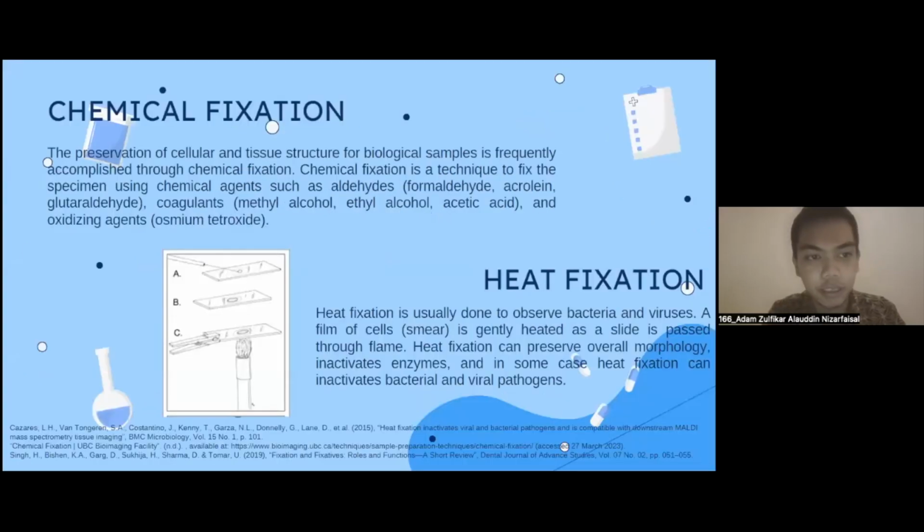Chemical fixation is the preservation of cellular and tissue structure for biological samples. It's frequently accomplished through chemical fixation. Chemical fixation is a technique to fix the specimen using chemical agents such as aldehydes, like formaldehyde, acrolein, glutaraldehyde, coagulants such as methyl alcohol, ethyl alcohol, acetic acid, and oxidizing agents such as osmium tetroxide.